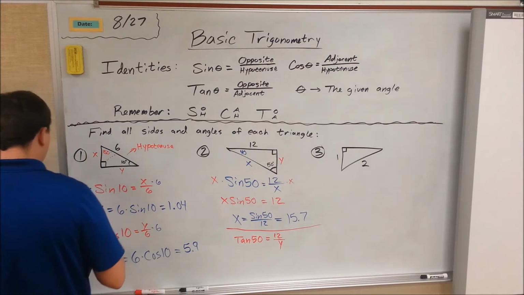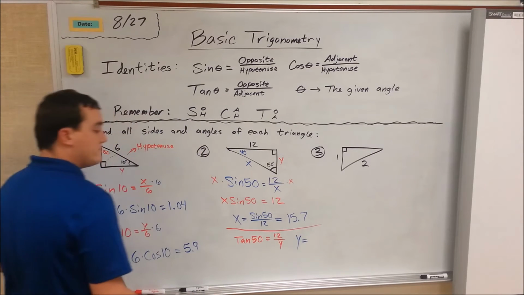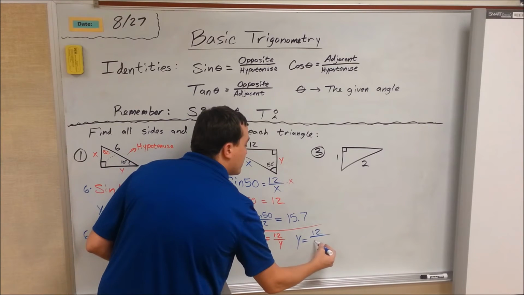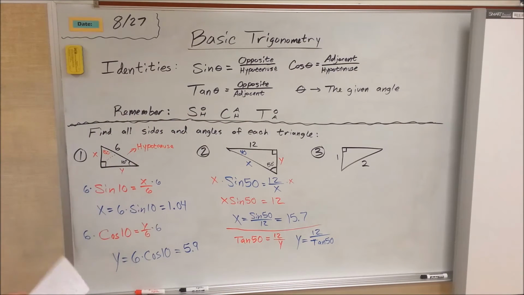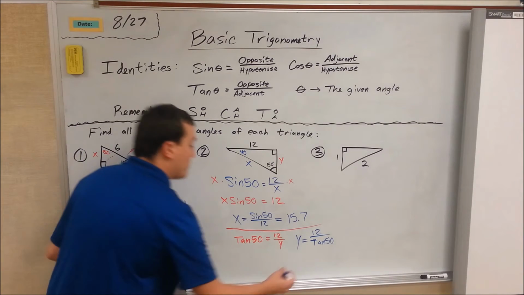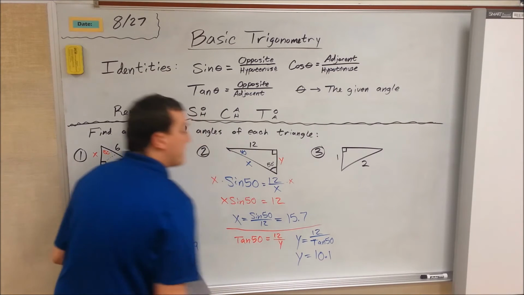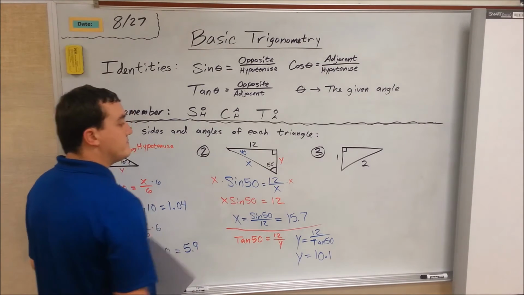And then you solve for y, we get y equals 12 divided by tangent 50. Once you do the math, we find y equals 10.1. So now we have everything in the triangle.